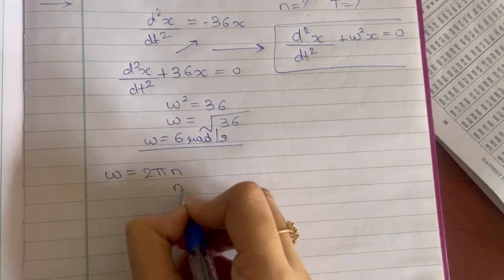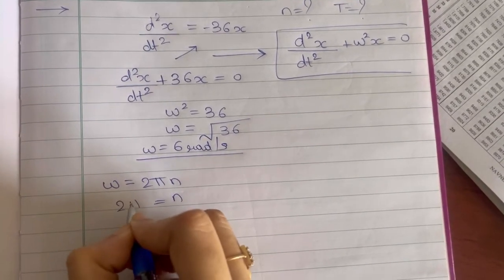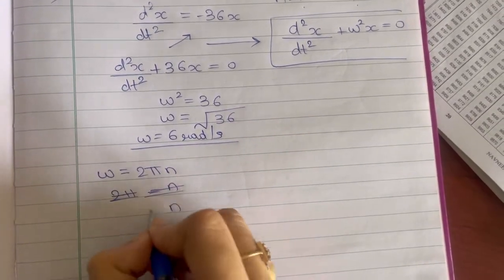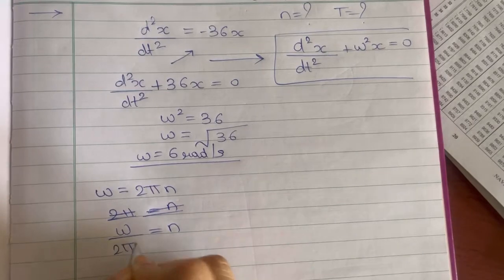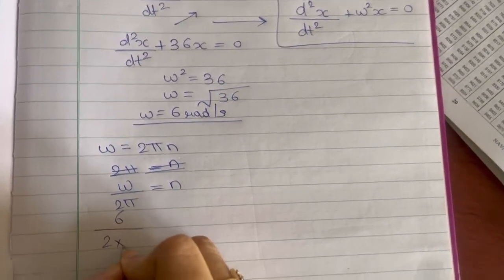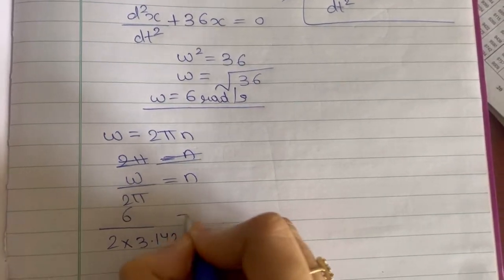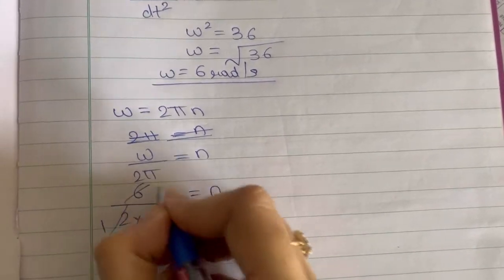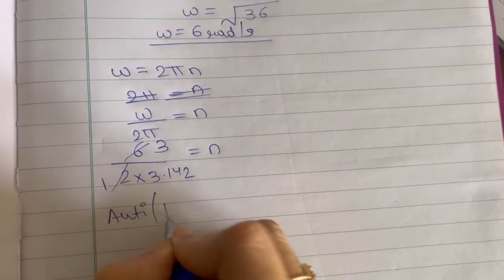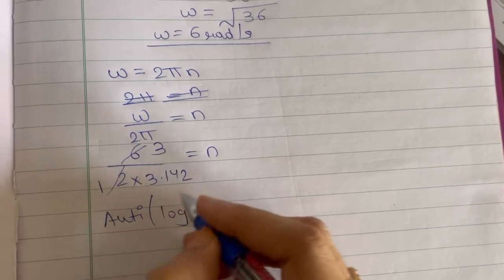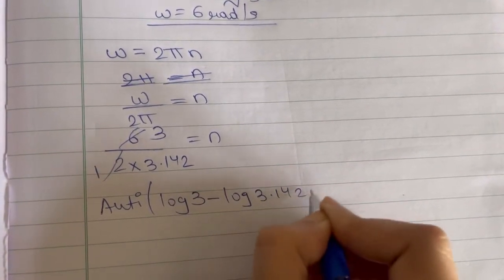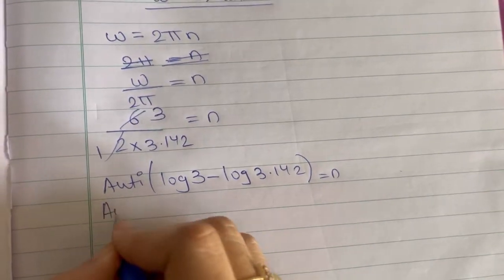The formula for frequency is omega is equal to 2 pi n. From here we will get the frequency, that is n, equal to omega upon 2 pi. The value of omega that is obtained is 6, upon 2, and the value of pi is 3.142, which is equal to n. Now you can apply log. We'll begin with anti-log, and log of 6, and since 3.142 is in the denominator, minus log of 3.142, which is equal to n.